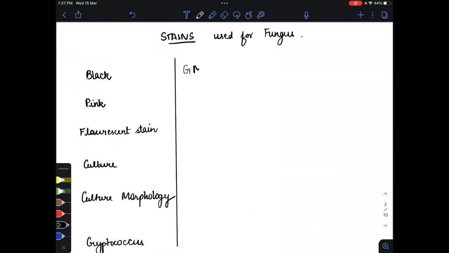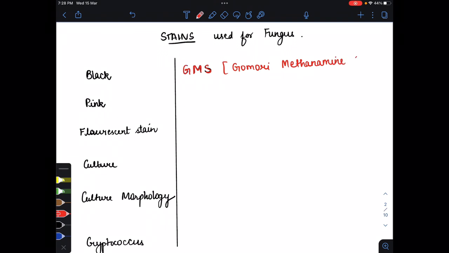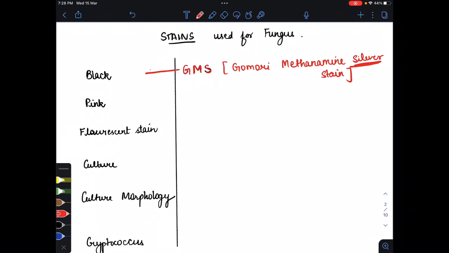So the name of the stain is GMS, that is Gomori methenamine silver stain. So whenever the word silver comes, it means the slide will look blackish in color. So the stain color is black.